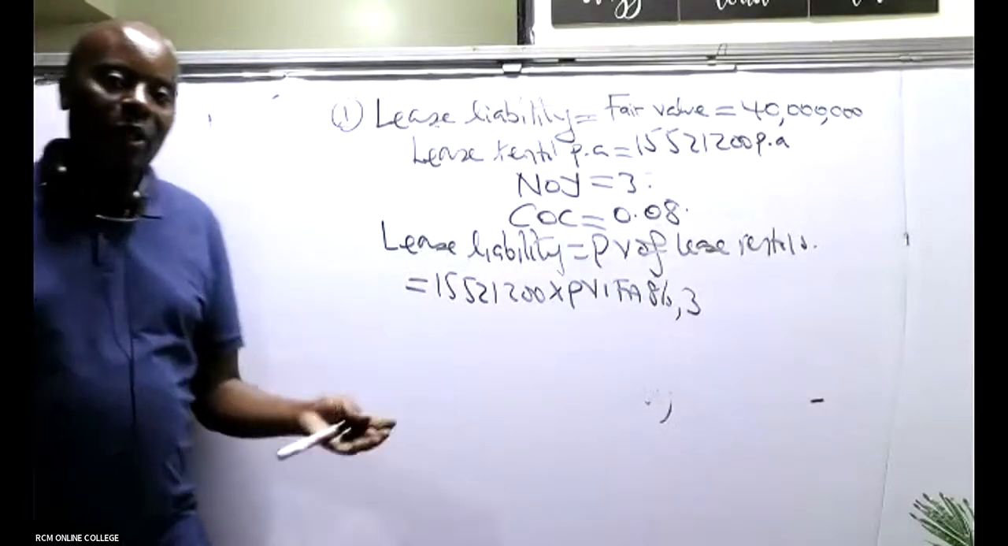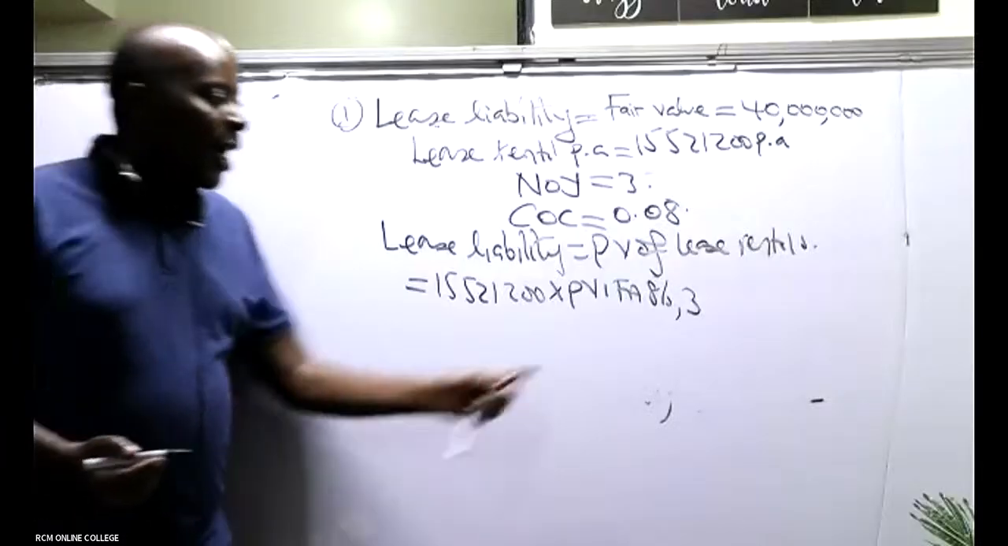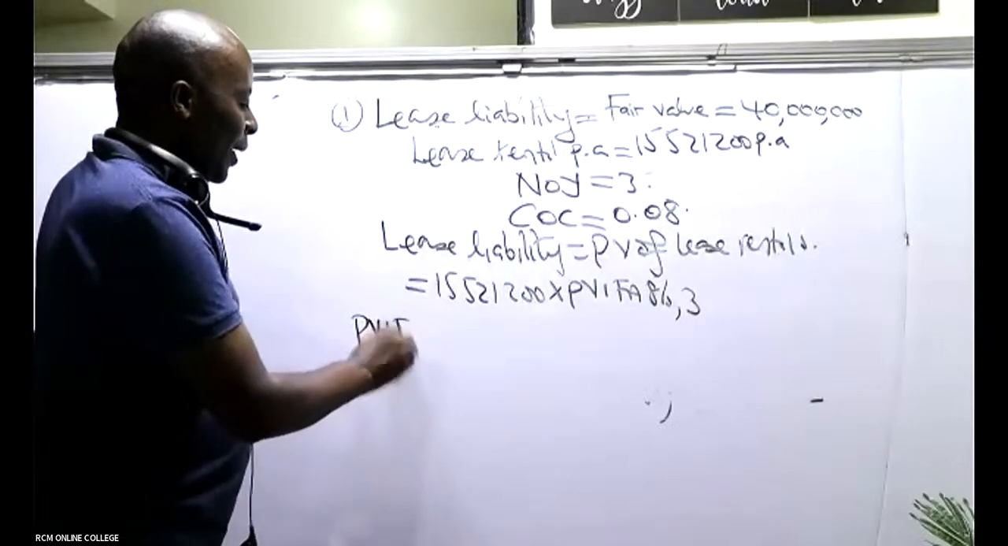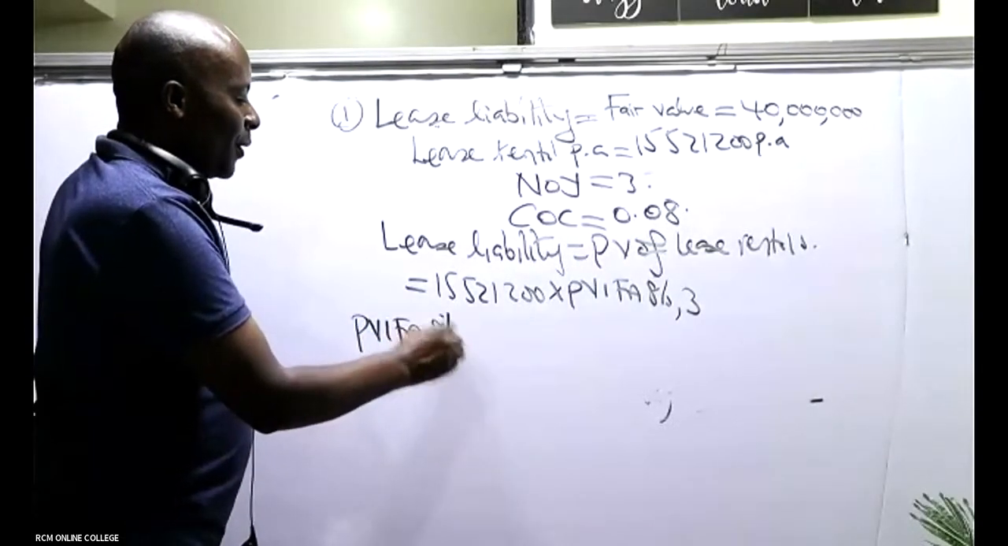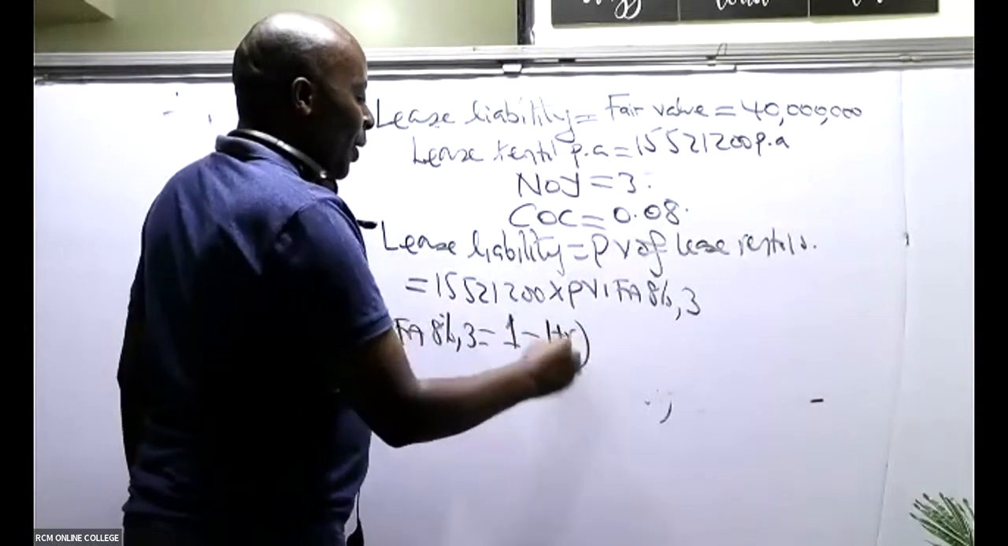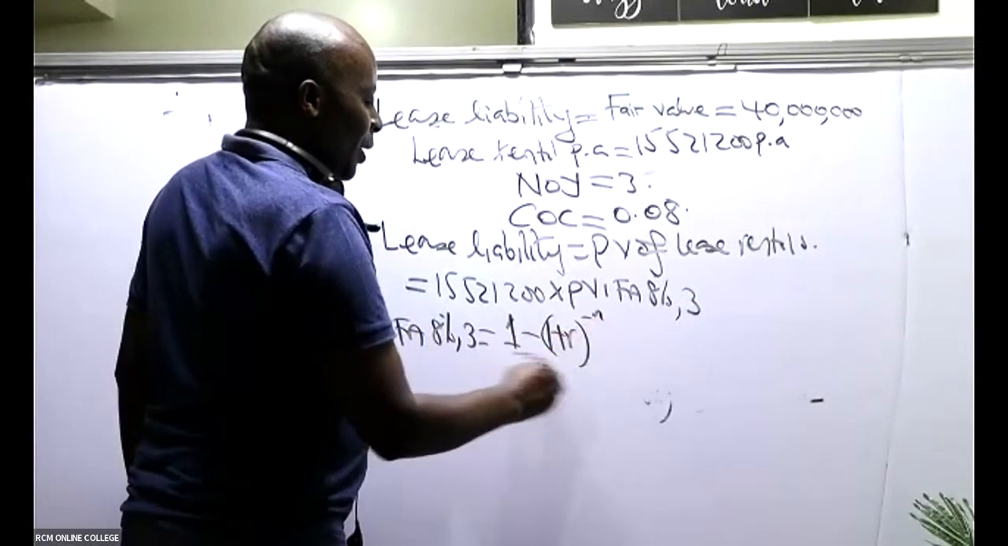So then my work tonight is very easy. I need to come and get this PV for 8% for 3 years. So I know the formula is 1 minus 1 plus R raised to negative n, divided by R.